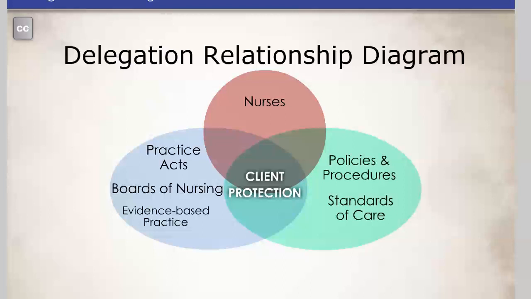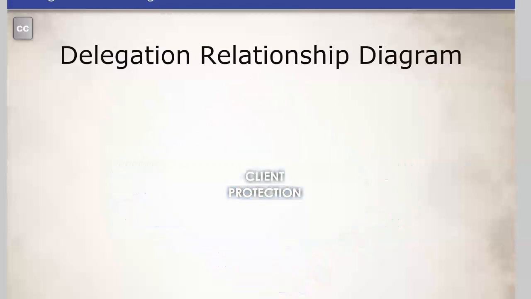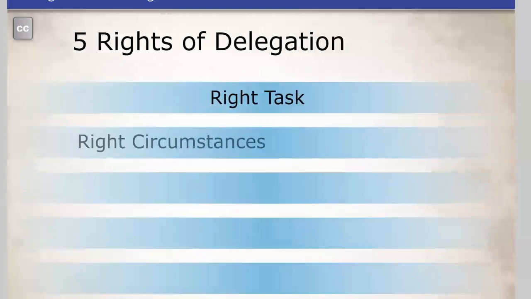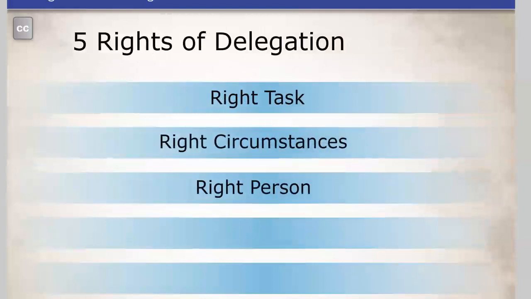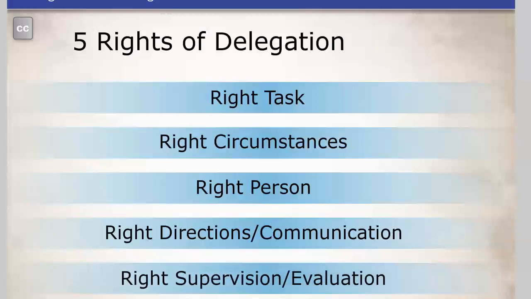Ensuring that standards of care are met when delegated tasks are performed. Utilizing UAP who help nurses provide complete nursing care to the client. UAP assist nurses. They do not replace them. The 5 rights of delegation address crucial elements in decision-making about delegation. Delegation increases the scope of liability for licensed nurses.